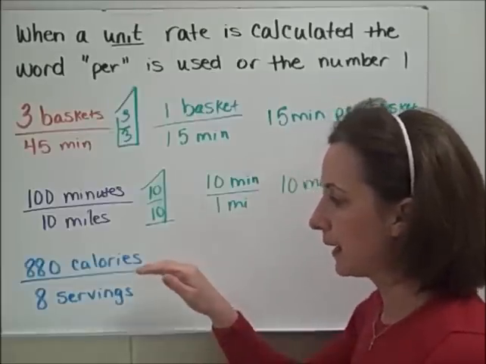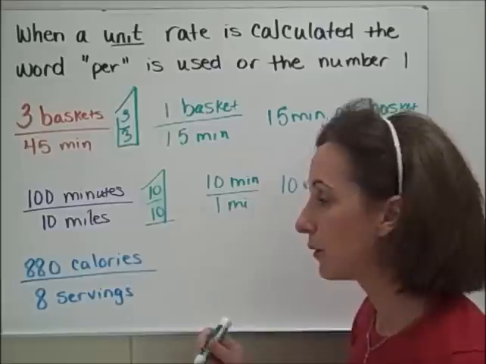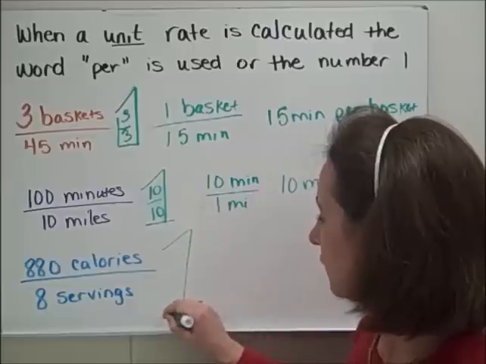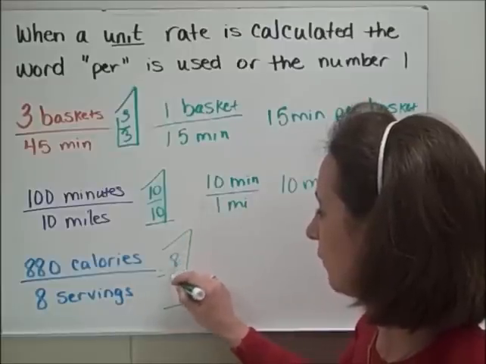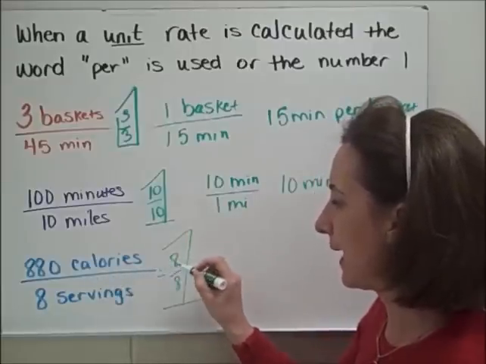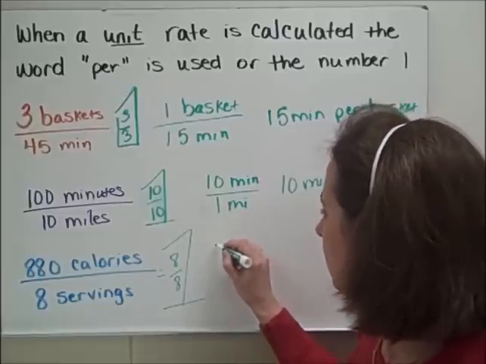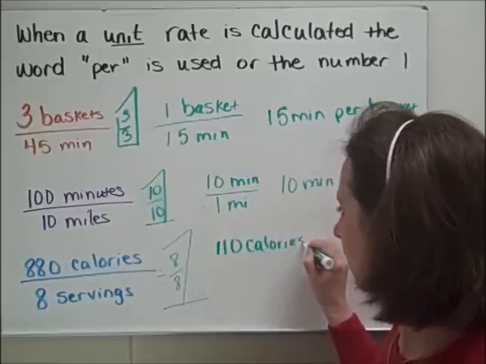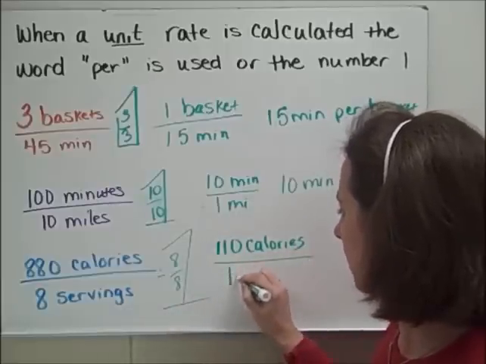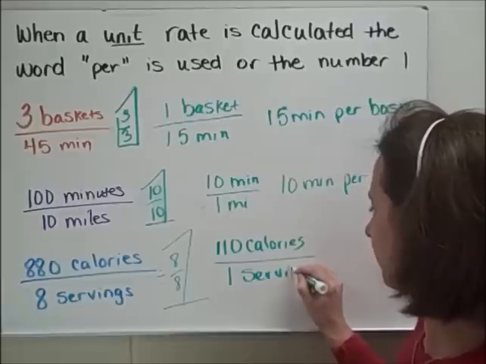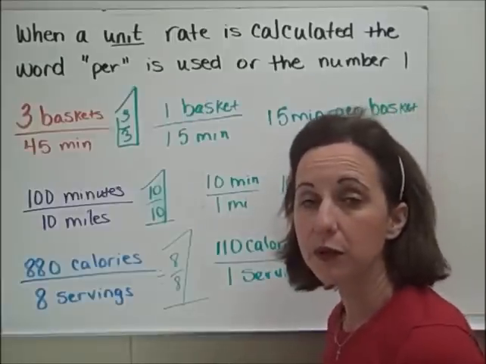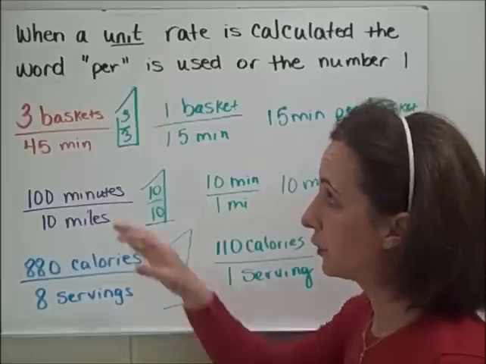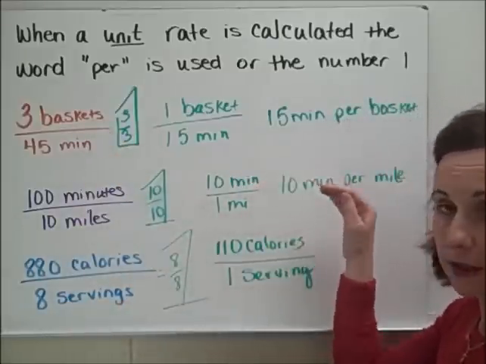All right, 880 calories in 8 servings. What is 1 serving? So again, we're going to divide by a form of 1. 880 divided by 8 is 110 calories. 8 servings divided by 8 is 1 serving. So simply using a form of 1 and the division we've done with fractions, we have turned rates into unit rates.